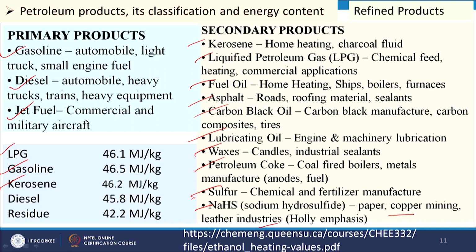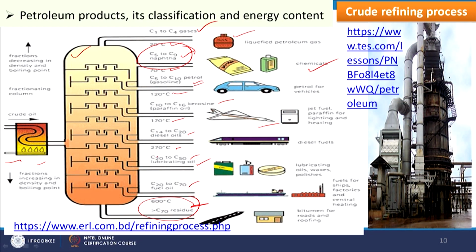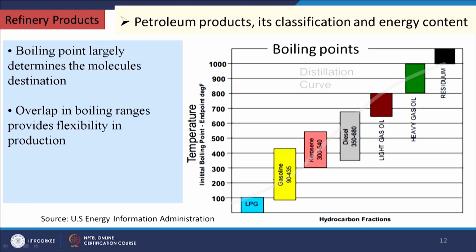Now, we see the heating value of the different products from petroleum crude refining: LPG, gasoline, kerosene, diesel and residue. The heating value is 46.1 megajoule per kg for LPG, gasoline 46.5, kerosene 46.2, diesel 45.8 and residue 42.2 megajoule per kg. As we discussed in the previous slide, a specific temperature is mentioned, but we have some flexibility to vary this temperature and control the quality of the products also. The different petroleum products have different boiling points, and that boiling point largely determines the size of the molecules and what type of product we will get more.